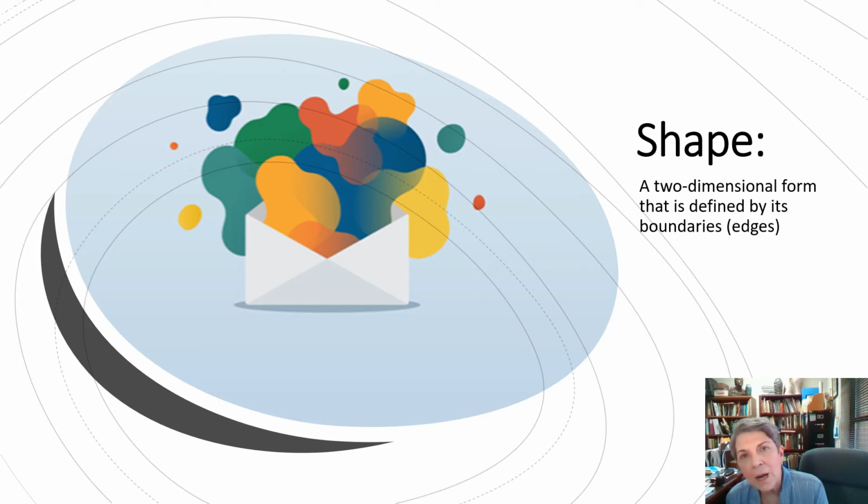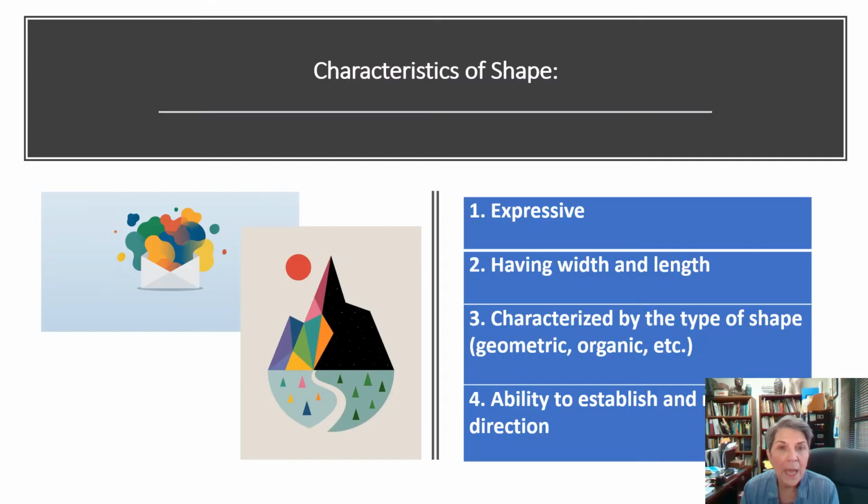So shape, like line, texture, value, etc. These are elements of art. And first, you do have a definition. Shape is two-dimensional form that is defined by its boundaries or its edges. And all the elements have characteristics. Let me just say that everything is expressive. Every element, textures are expressive, colors, everything is expressive.